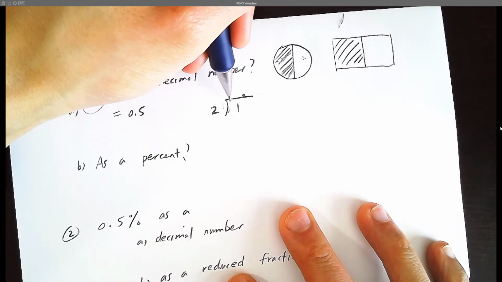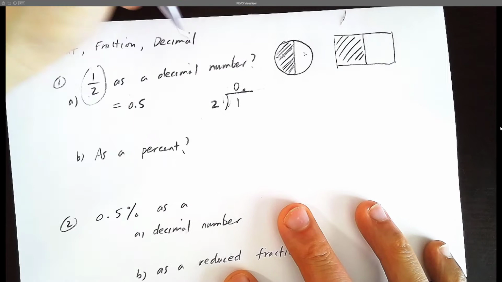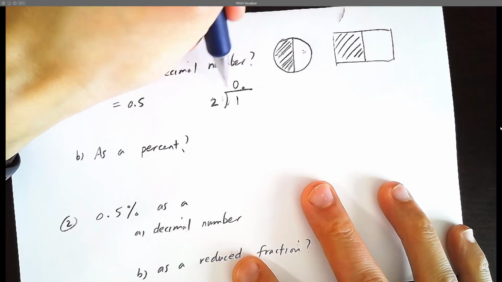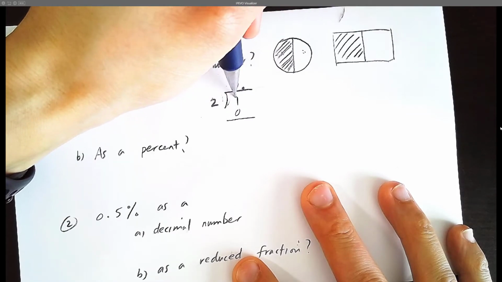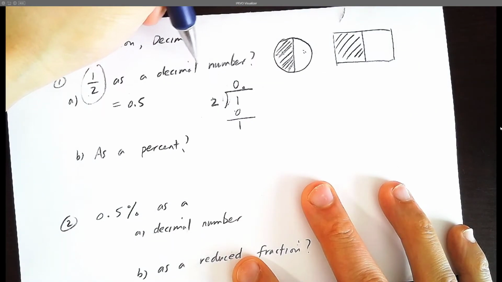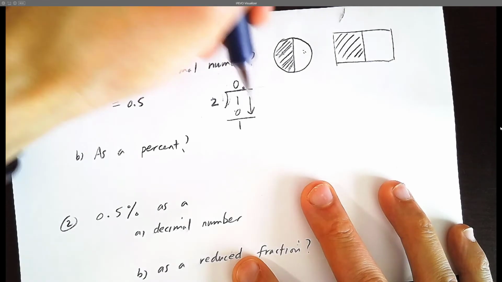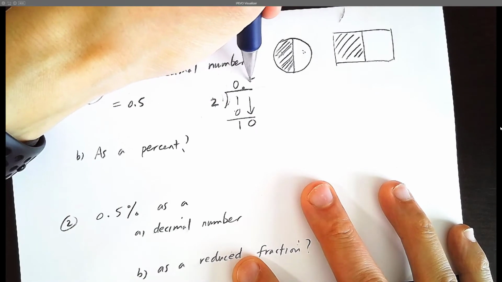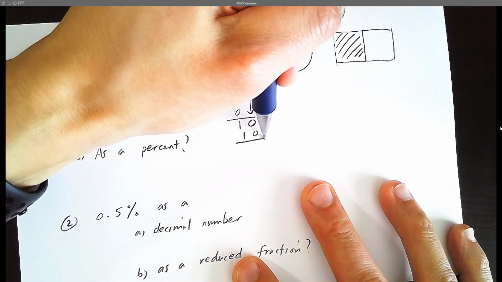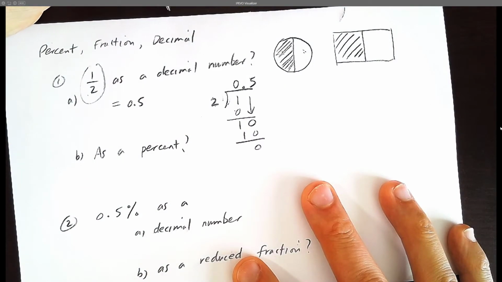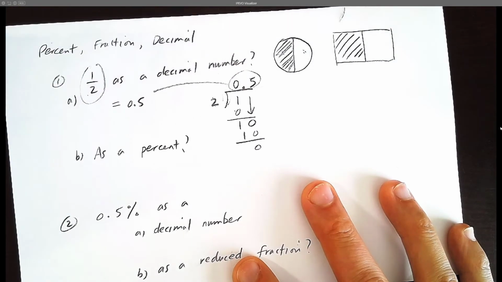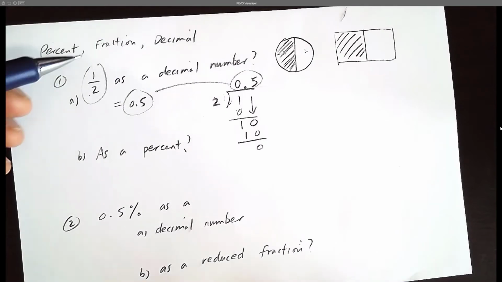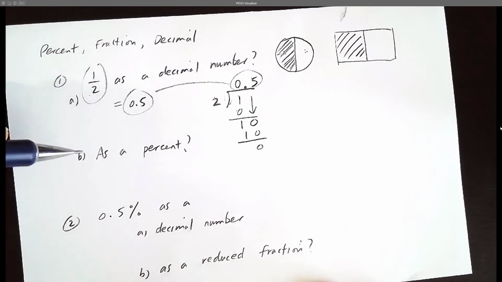2 times what is 1? It doesn't even fit. So 2 times 0, if you really want to do it the inefficient way, 2 times 0 is 0. You can subtract 1 minus 0 is 1. You could drop the hidden ghost, which is a 0. And 2 times what becomes 10? 2 times 5 becomes 10. Subtract, there's no remainder. So as you can see, you can use long division to get the decimal number. So the connection between fractions and decimals is long division.